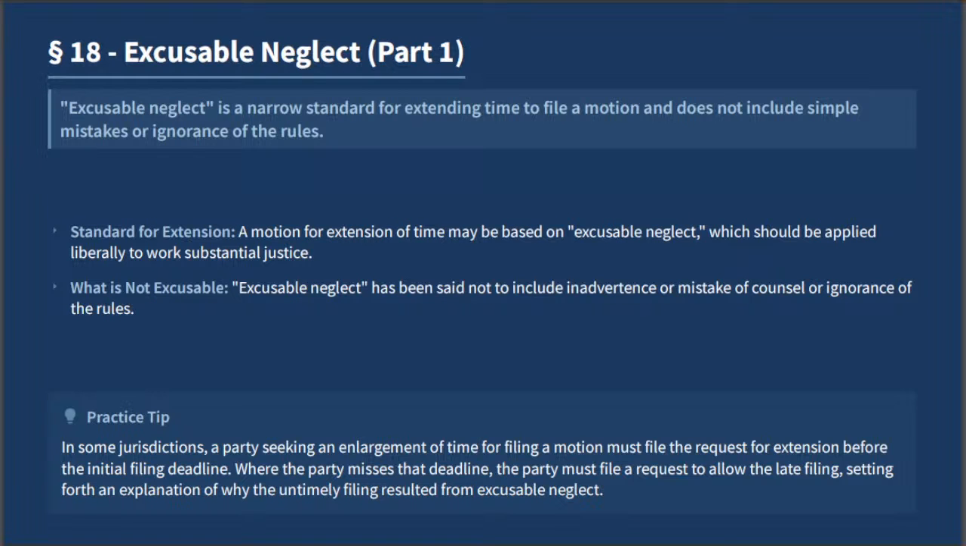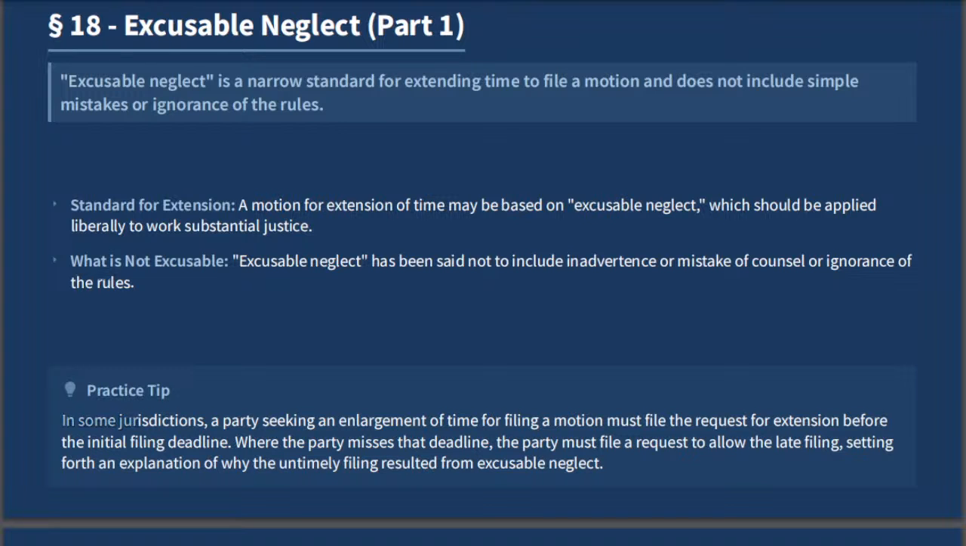All right, we're on excusable neglect. Excusable neglect is a narrow standard for extending time to file a motion. It does not include simple mistakes or ignorance of the rules. A standard for extension: a motion for extension of time may be based on excusable neglect, which should be applied liberally to work substantial justice. What is not excusable? Excusable neglect has been said not to include inadvertence or mistake of counsel or ignorance of the rules. Ignorance of the law is inexcusable.